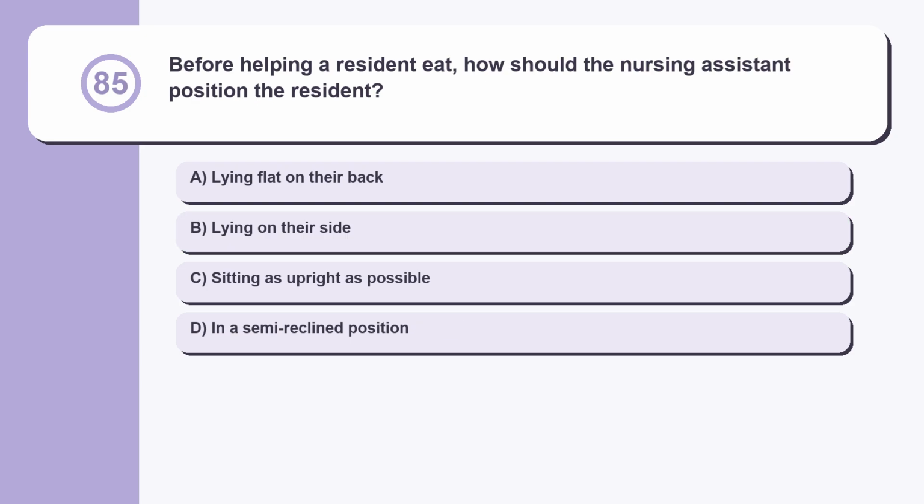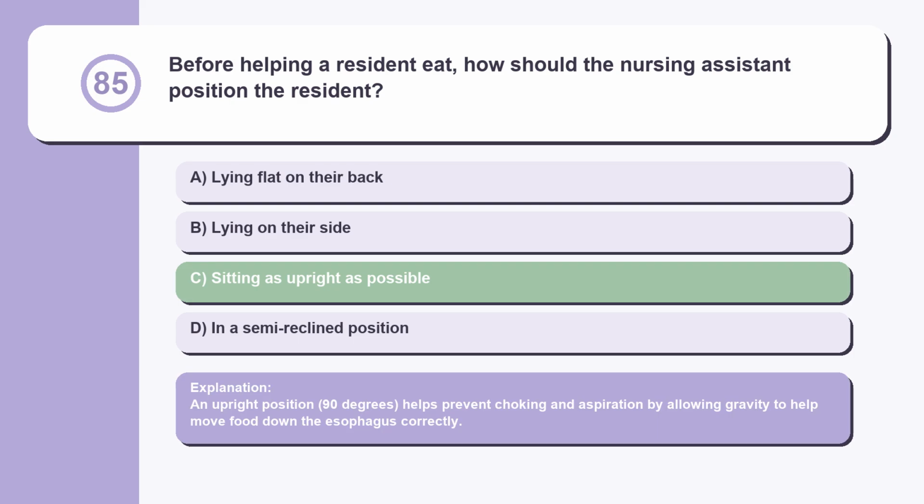Question 85. Before helping a resident eat, how should the nursing assistant position the resident? Lying flat on their back, lying on their side, sitting as upright as possible, in a semi-reclined position. An upright position, 90 degrees, helps prevent choking and aspiration by allowing gravity to help move food down the esophagus correctly.